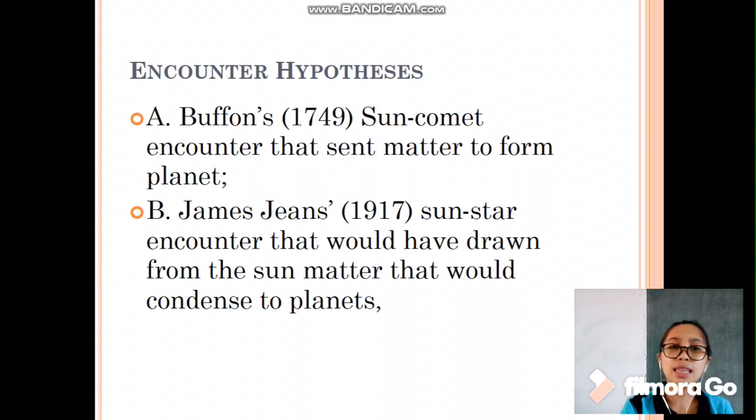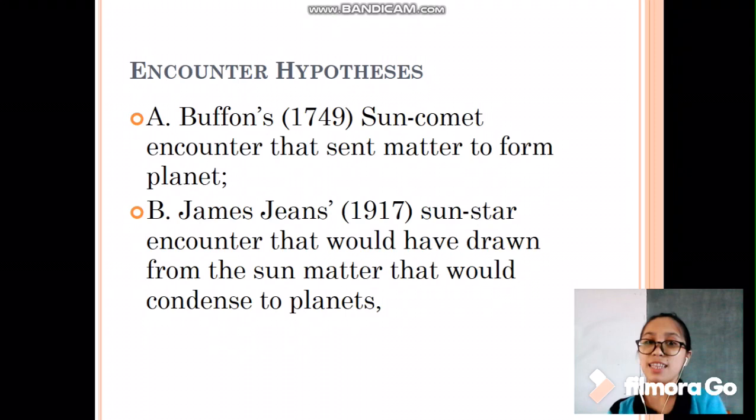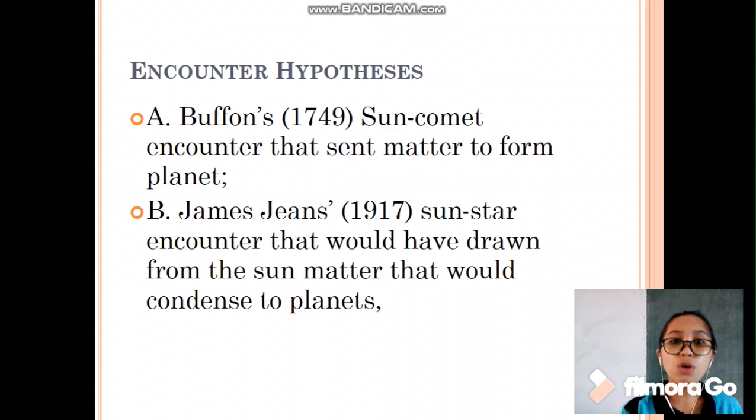And then the encounter hypotheses. There are at least six encounter hypotheses. First is Bacon's sun-comet hypothesis, the encounter between the sun and a comet that sent matter out to form the planets. Okay, para na ang kang Bacon. Next, kay James Jeans, the encounter between the sun and a star. Bang! And then, matter drawn from the sun would condense to form planets.